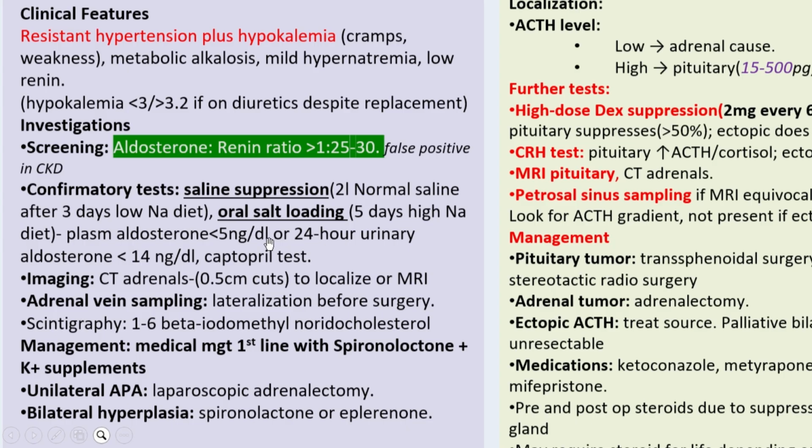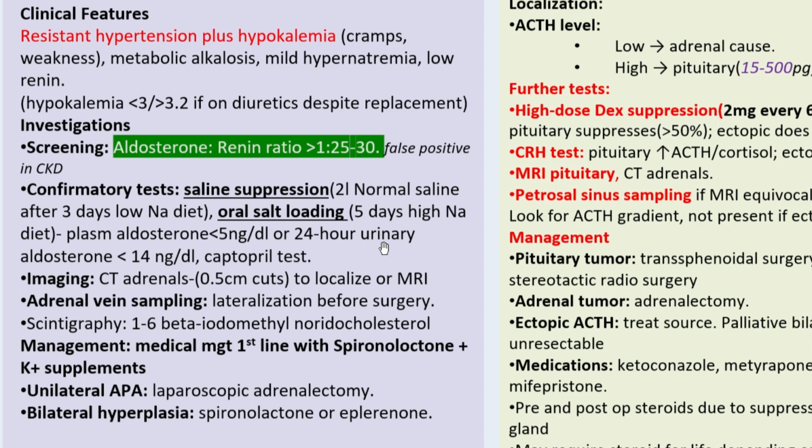And if it is less than 5 nanograms per deciliter, because if we have been giving someone a lot of salt, we expect that they have a lot of sodium in the body, and therefore the aldosterone is going to go low. So if it goes less than 5, then we know that we are okay. Or if the 24-hour urinary, the one we collect for a whole day, the 24-hour urinary amount of aldosterone is less than 14, then we know that this patient does not have primary aldosteronism. But if it remains high, then you know the patient is having primary hyperaldosteronism.